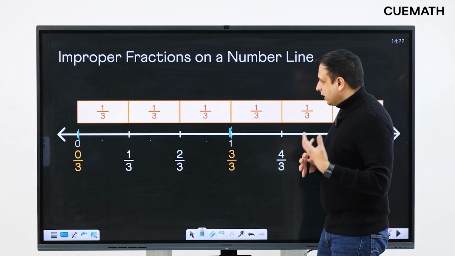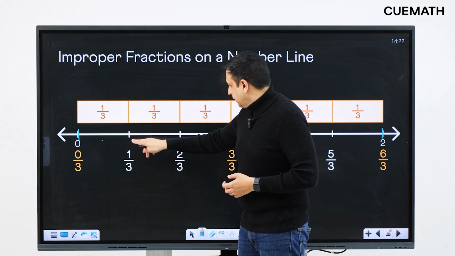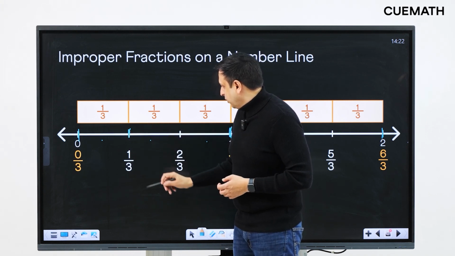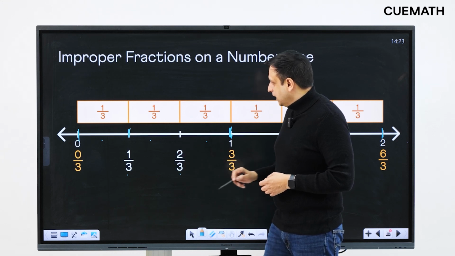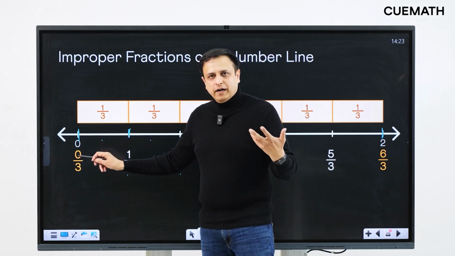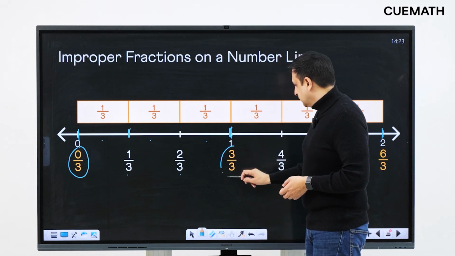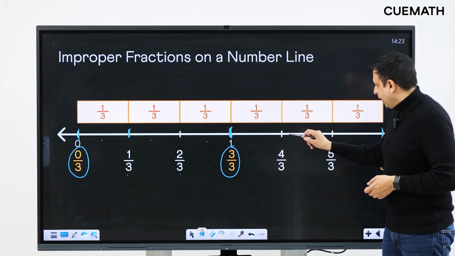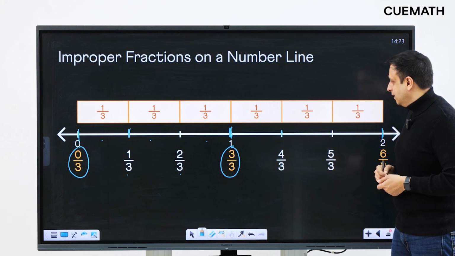So we've already learned earlier that we could represent this point as the fraction 1 over 3 and this one here as 2 over 3, and 0 would be the fraction 0 over 3, and 1 here would be the whole fraction 3 over 3. Now what about this point over here? What would this point represent as a fraction?